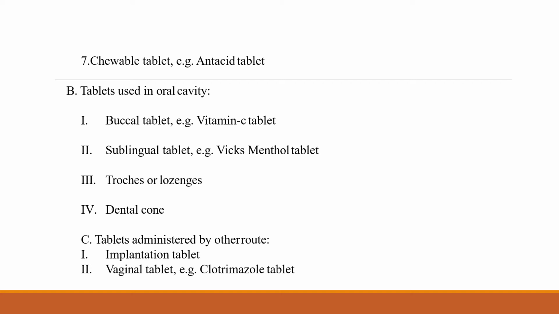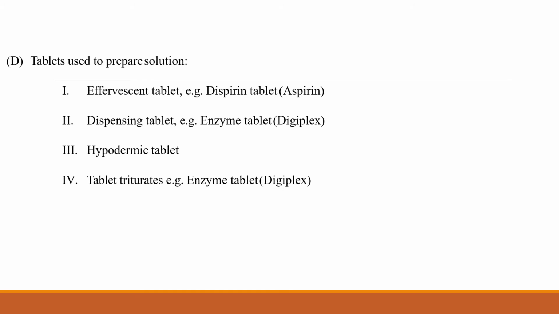Okay. Next, coming to dental cone tablets. And next is tablets administered by other routes. First is implantation tablet, that is used in dental tablets. Next is vaginal tablets. The next type is tablets used to prepare solution. These are the tablets that are used to prepare solution. Simple example is Disprin. So first is effervescent tablets, second is dispensing tablets, third is hypodermic tablets, fourth is tablet triturates.